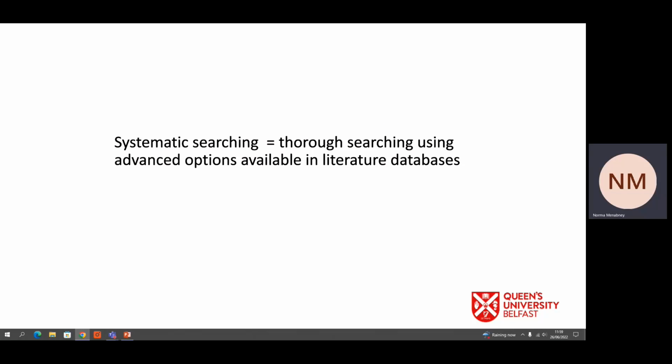Now, when we talk about systematic literature reviews, in a library context, we're actually referring to the searching and the fact that the searching is systematic. This actually means we're carrying out thorough searching using the advanced options that are presented within literature databases.